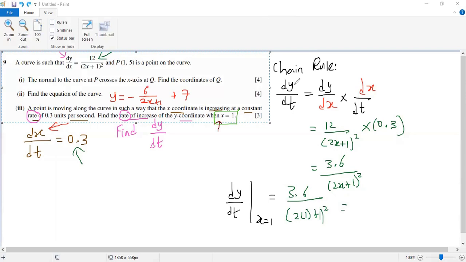Let's calculate that. So 3.6 divided by, 3 squared is 9. So the answer is 0.4. So 0.4 units per second, just copy how they write it. Exactly as they write it, it will be the indicator. So that is the answer.